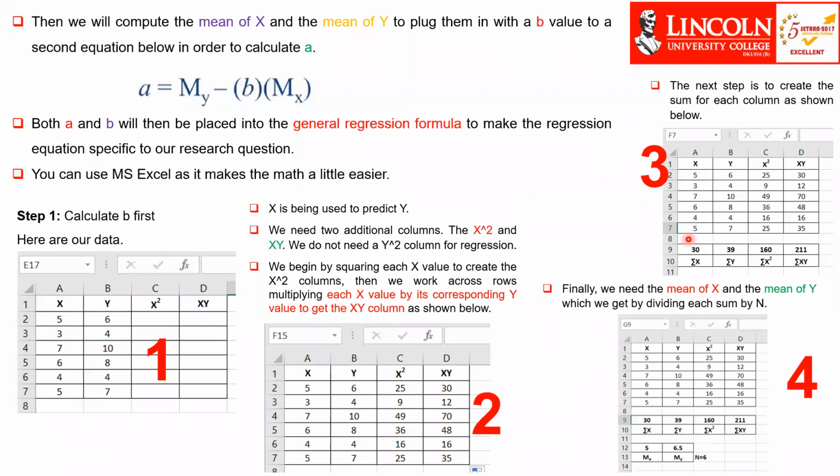So that is why you can put the mean of X, we denote it as M subscript X. And the mean of Y, we denote it as M subscript Y. Our n is 6. So to get the mean of X, we can simply say this is equal to this total divided by 6, and that will give you 5. That will be the mean. And to get the mean for this one, you can say this is equal to this total divided by 6, and that will give you 6.5.